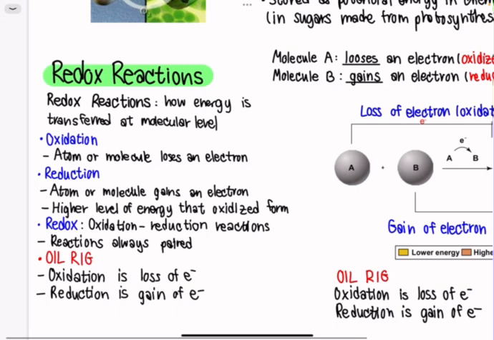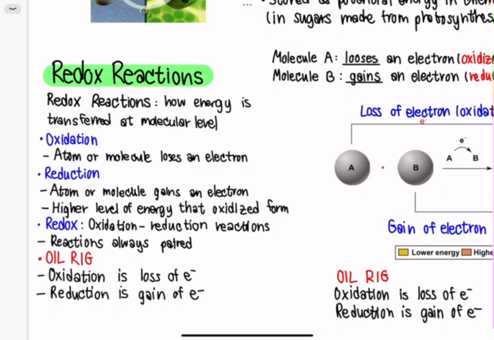Redox reaction. Redox reaction is how energy is transferred at the molecular level. Oxidation: an atom or molecule loses an electron. Reduction: an atom or molecule gains an electron, giving a higher level of energy than the oxidized form.